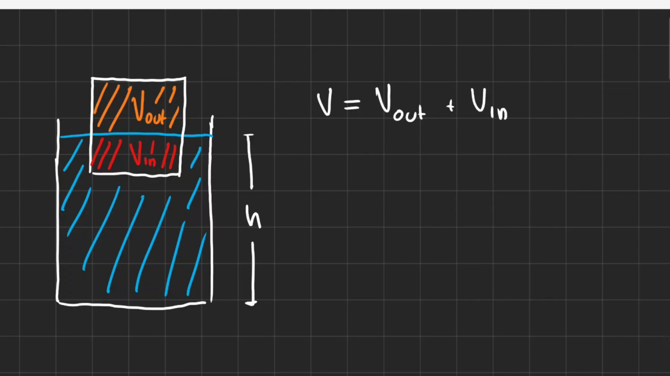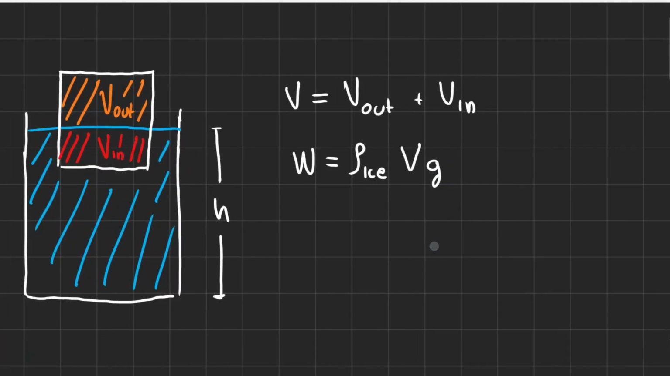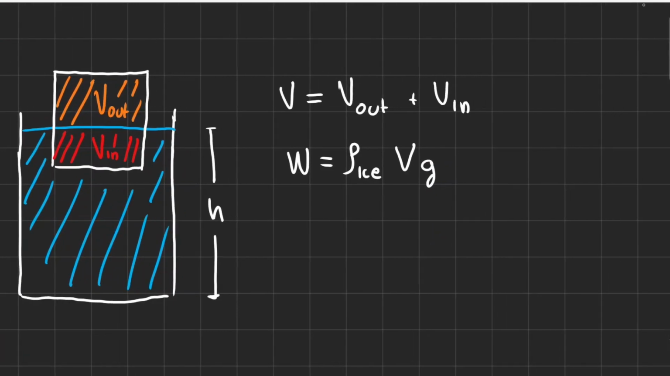Another thing that we can say is that the weight of the ice, let's say it is W, is going to be equal to the density of the ice times the volume of the ice, which is V, times the acceleration due to gravity. So we have our first important equation.